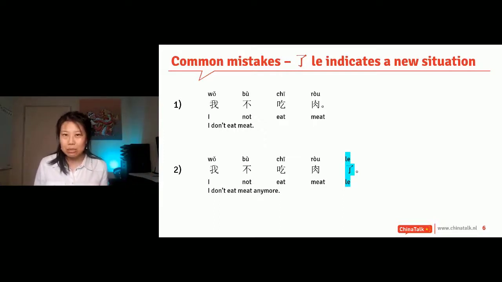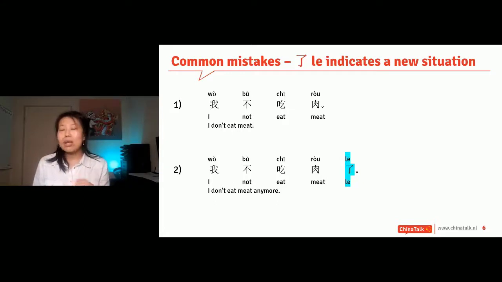So let's put that into a real context. The first one, the sentence 我不吃肉, could be in the situation where I went to a restaurant. I ask the waiter or the waitress, what is your recommendation? And then I can tell her or him 我不吃肉, I don't eat meat. So that's only important at that moment. I don't eat meat at that moment. So it has no indication of what happened before and what happens in the future. Only the state at that moment.